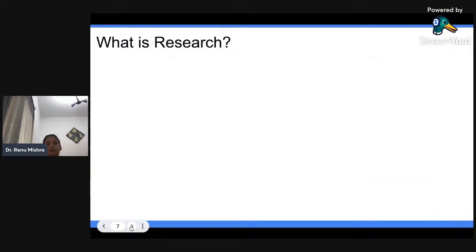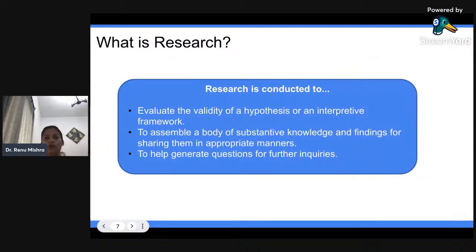All right. Now, again, let's have a more refined look at what research is. Research is there to find out the reasoning behind anything which is happening around you, which you chose to study. Now, when we say validity of a hypothesis or an interpretive framework and so on, I'm sure you must be thinking that the doctor said that, I'll be taking it the easy way. So let me put it in an easy way.